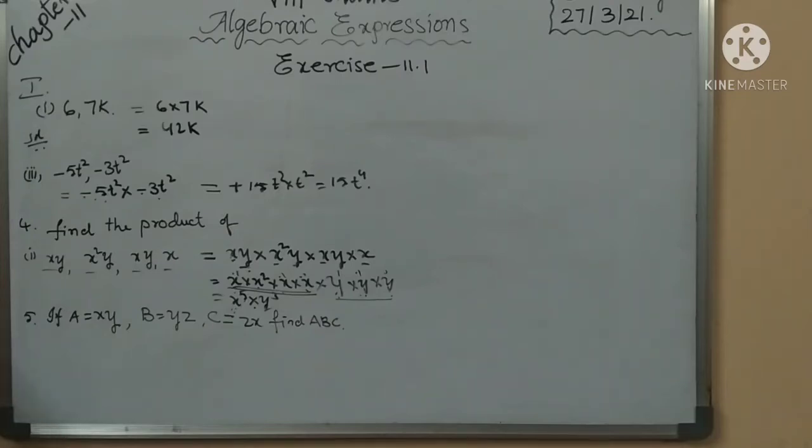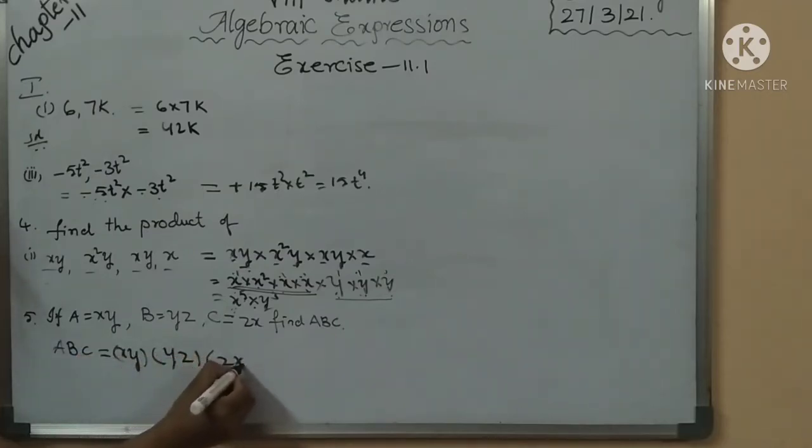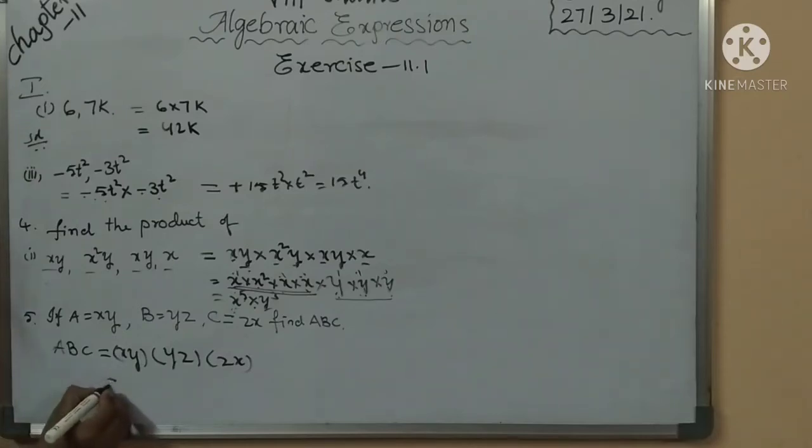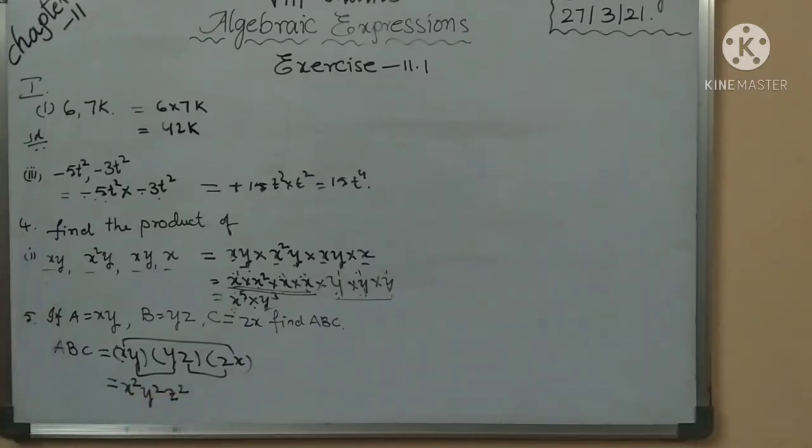Next, fifth problem. If a is equal to xy, b equal to yz and c equal to zx, find ABC. Substitute that, children. Fourth Roman is done; remaining problems, do the homework, and the fifth Roman. So what does ABC mean? A into B into C. What is A? xy into B, yz into C, zx. Understood? Here, is any x there? Yes, x into x, x square; y into y, y square; z into z, z square. So x square y square z square. Understood, children?